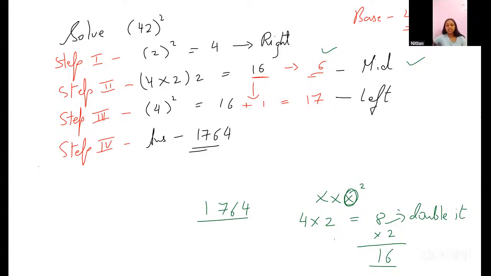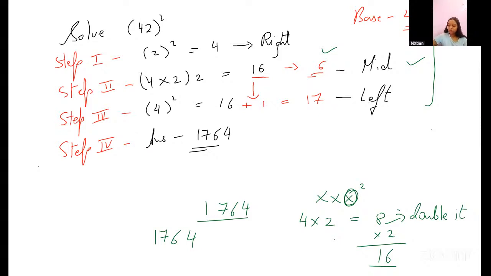You just have to remember that the last thing that you will obtain, the last step, is to be written first from the left side, and then 6 the mid, and then 4 the right, 4 at the right side. Okay, so you go like this: 1, 7, 6, and 4.